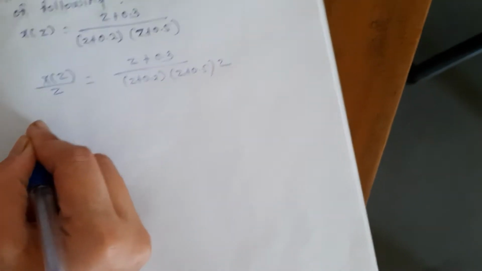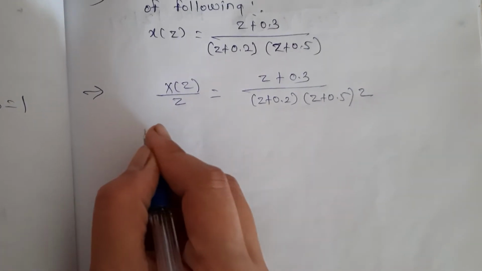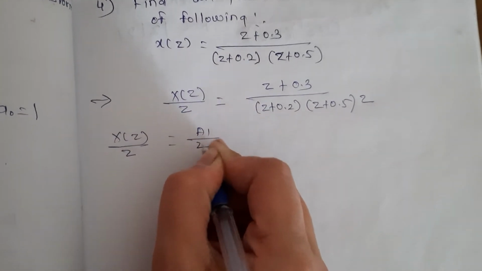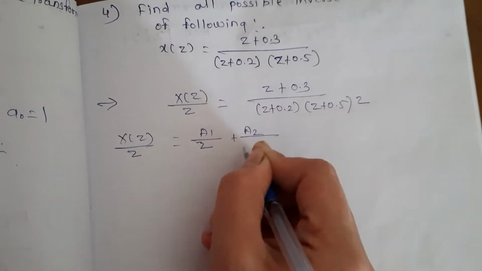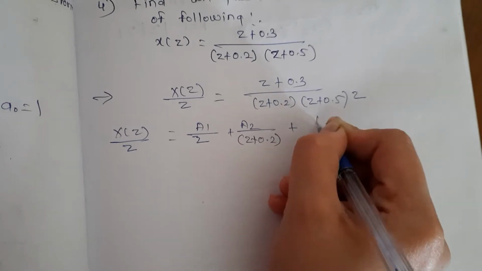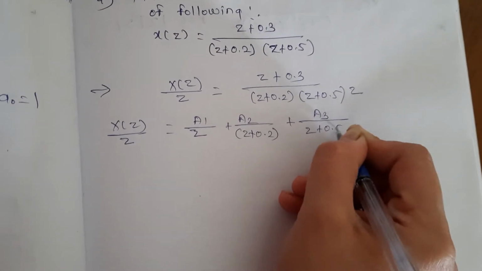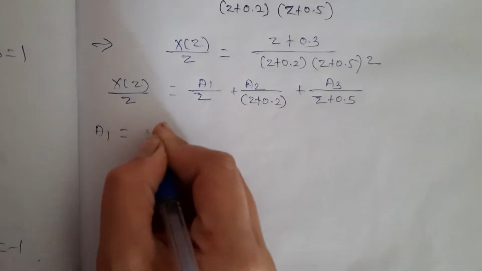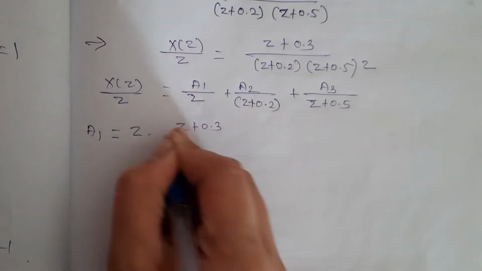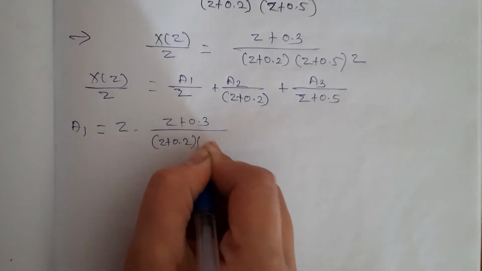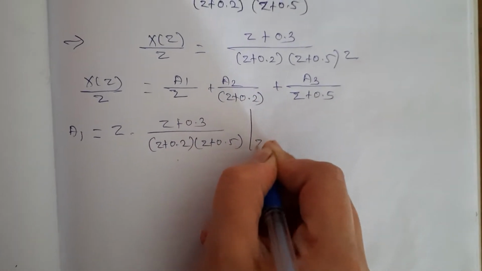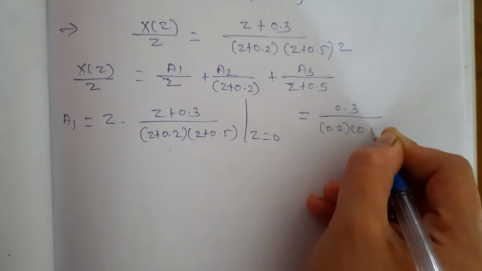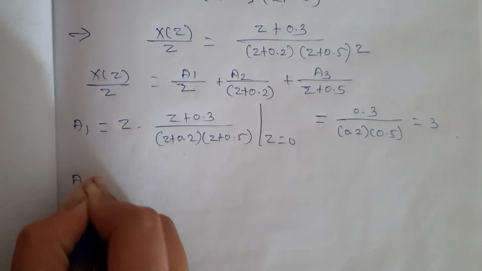So in partial fraction expansion form we can write X(z)/z equal to A1/z plus A2/(z + 0.2) plus A3/(z + 0.5). Now we have to find the values of A1, A2 and A3. So A1 is equal to z times X(z)/z, at z equal to 0. So this is 0.3 divided by 0.2 into 0.5. The answer is 3.